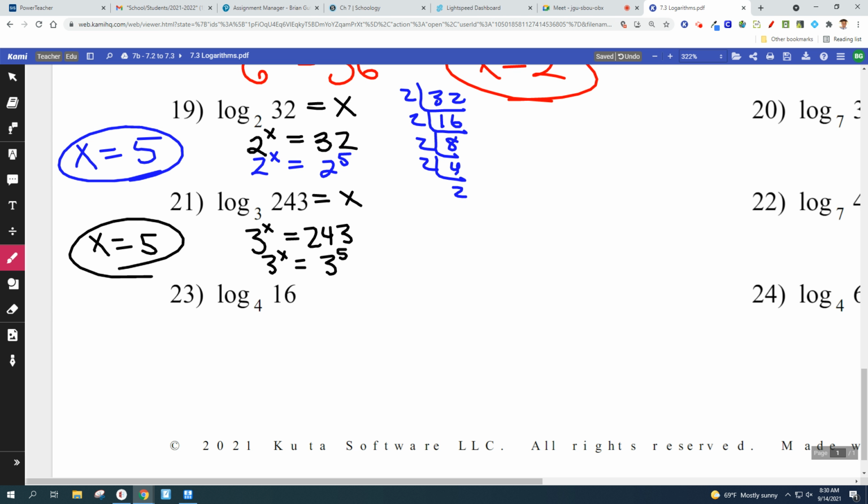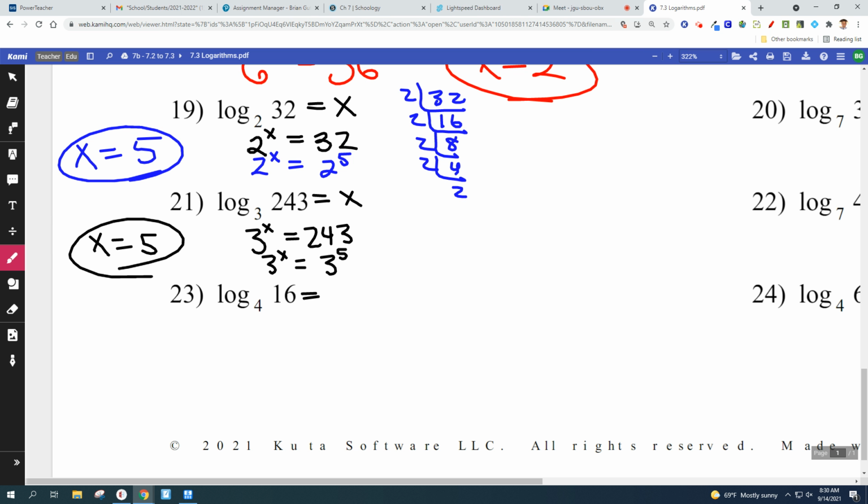All right. Next one, a little bit easier because we're more familiar with a 4 and a 16. But think about it this way. What exponent will make 16? Might be able to do this one in your head. 2. Good. That's right. The answer is going to be 2. We can see this one. Sometimes you'll be able to see them. Sometimes you won't.